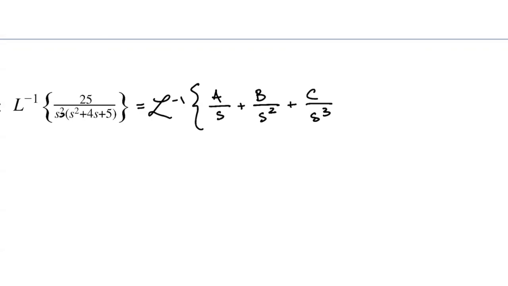I want to pause here for a moment because this is a place where a lot of students get confused, and rightfully so. Earlier, I said that if you have a linear denominator, your numerator is a constant. But I also said if you have a quadratic denominator, you have a linear numerator. And I didn't follow that here. Here's why.